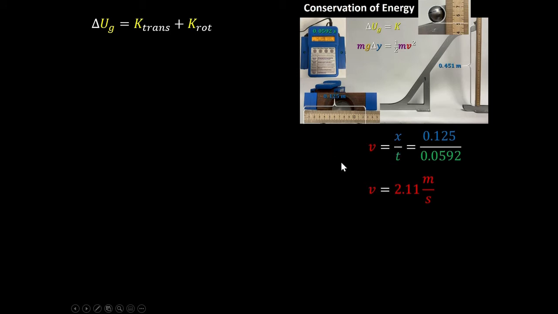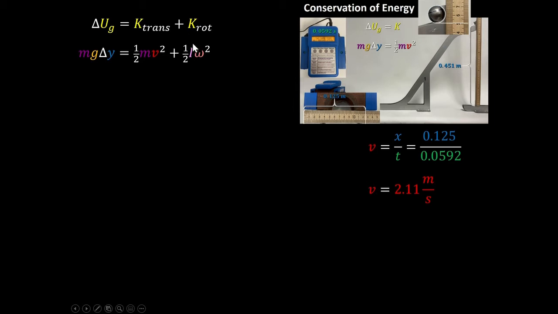So let's do this problem again, but realize that the gravitational potential energy changed into two kinds of kinetic energy, a translational kinetic energy and a rotational kinetic energy. So mg delta y is going to equal 1/2 mv squared, and then we're adding onto that the rotational kinetic energy. And what I want to do here is solve this problem for the velocity, figure out how fast it should have been going in comparison to how fast it really was going.